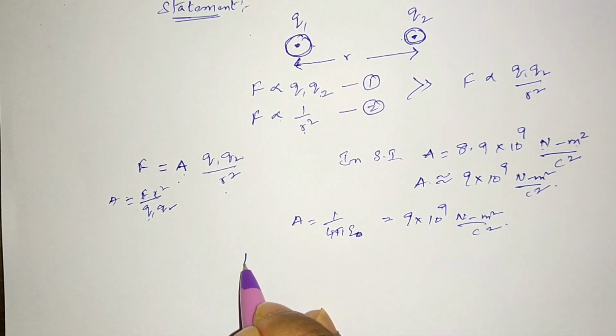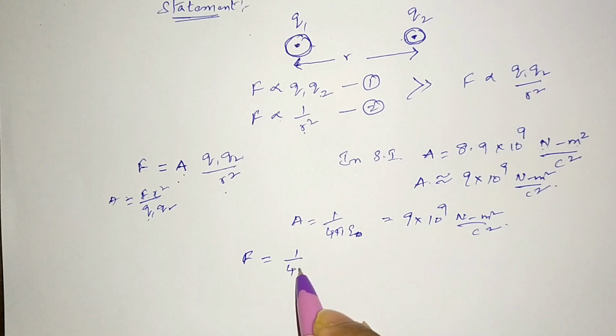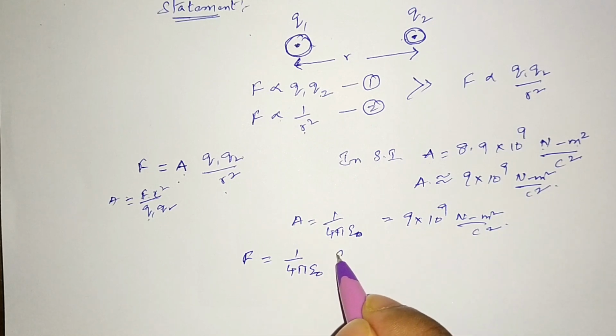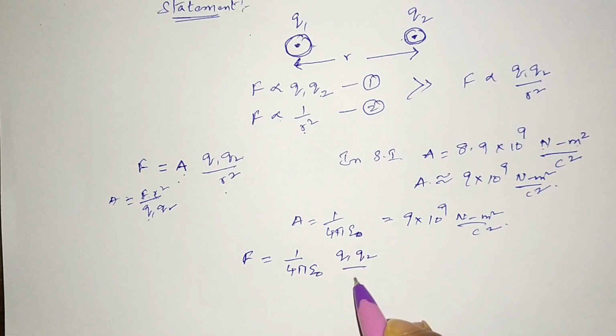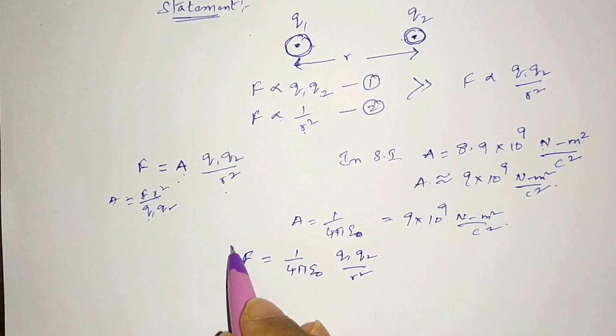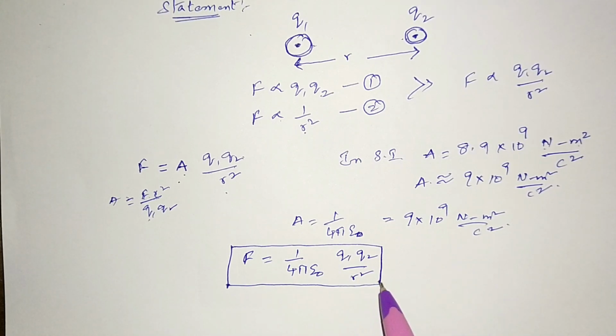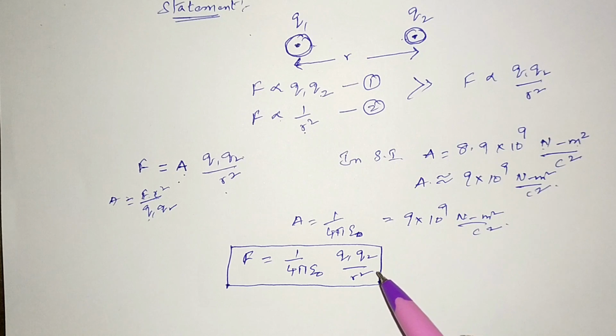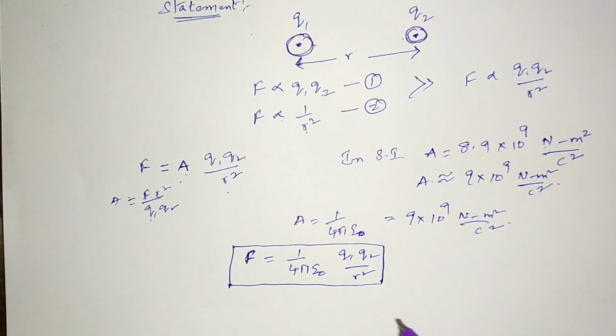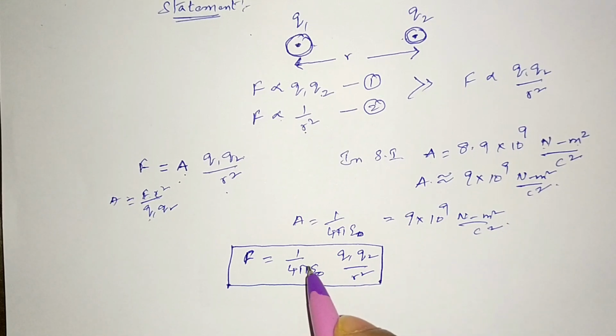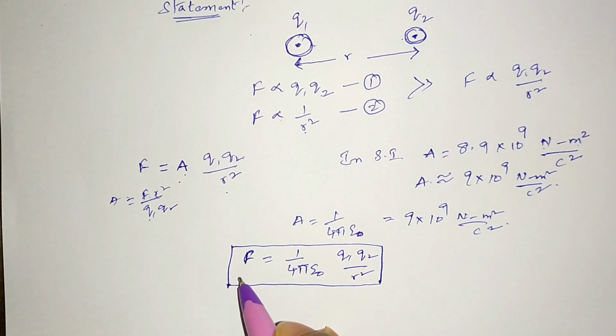So finally the magnitude of electrostatic force can be written as 1 by 4 pi epsilon naught Q1 Q2 by R square. This is the formula used to calculate the magnitude of electrostatic force acting between any two charges separated by a distance r. This is the formula we will be using while calculating the electrostatic force magnitude. Here I am calling this only the magnitude. Then what about direction? We will see that later.